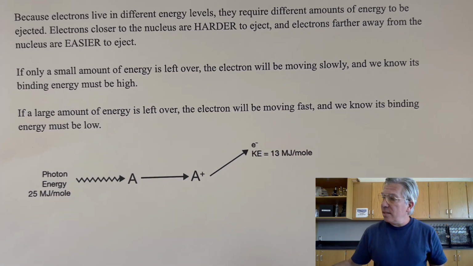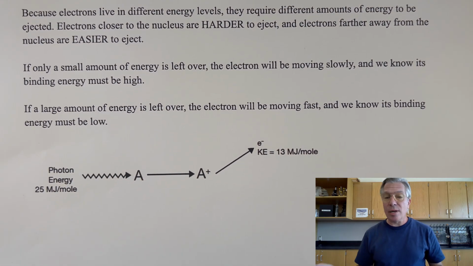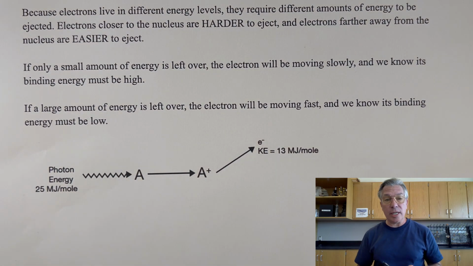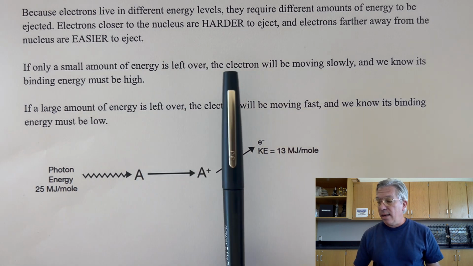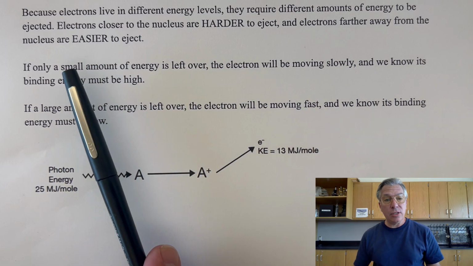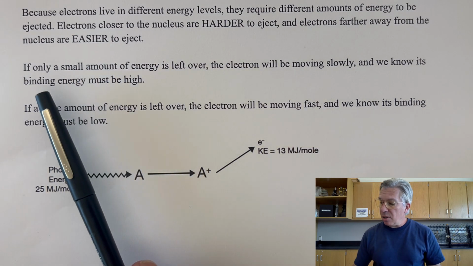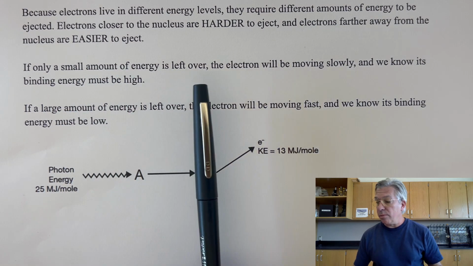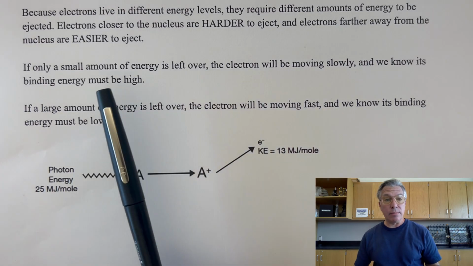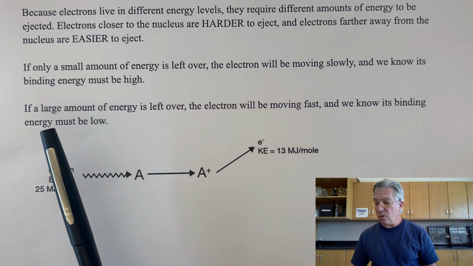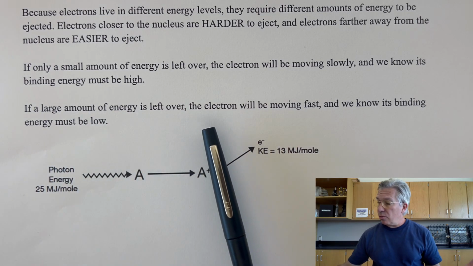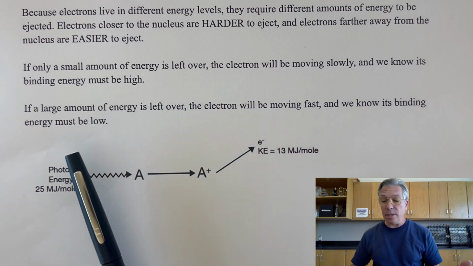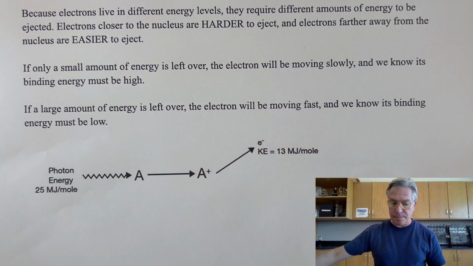All right. So because electrons live in different energy levels, they require different amounts of energy to be ejected. Electrons closer to the nucleus are harder to eject, and electrons farther away from the nucleus are easier to eject. If only a small amount of energy is left over, the electron will be moving slowly, and we know its binding energy must be high, and the opposite is also true. If a large amount of energy is left over, the electron will be moving fast, and we know its binding energy must be low. And there's our diagram again.